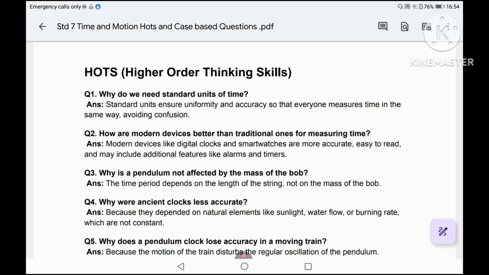Why is a pendulum not affected by the mass of the bob? The time period depends on the length of the string, not on the mass of the bob. Why were the ancient clocks less accurate? Because they depended on natural elements like sunlight, water flow, or burning rate, which are not constant.